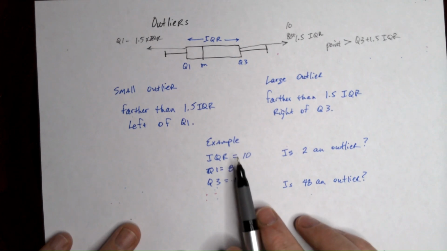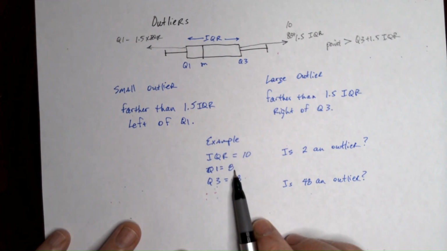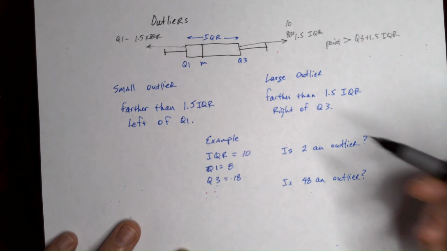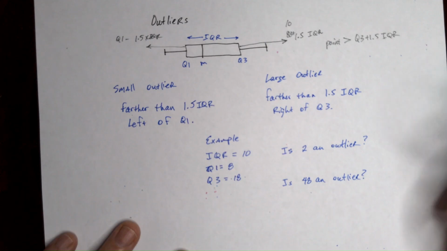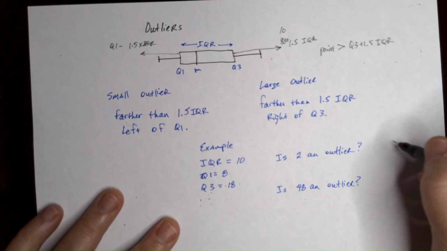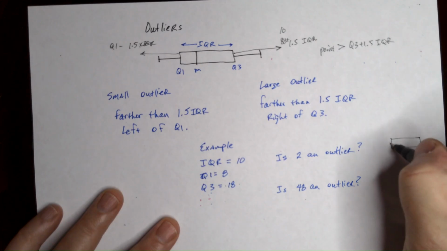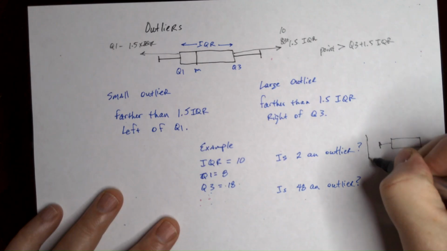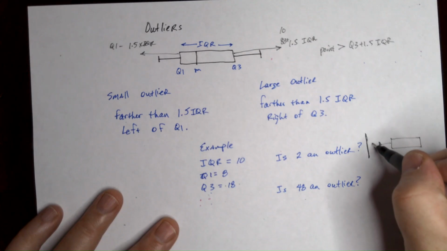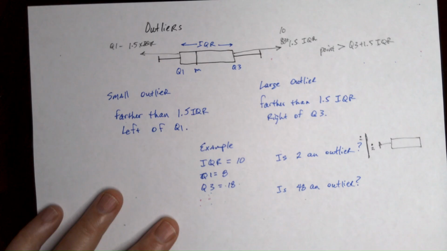So let's see an example. Let's say our interquartile range was 10, our first quartile was at 8, and our third quartile was 18. So is 2 an outlier? Well, let's find the boundary. Let's say our boundary for the outlier is right here. If 2 is on the right side, it's not an outlier, but if 2 is on the left side, it is an outlier. So we need to figure out where this is.